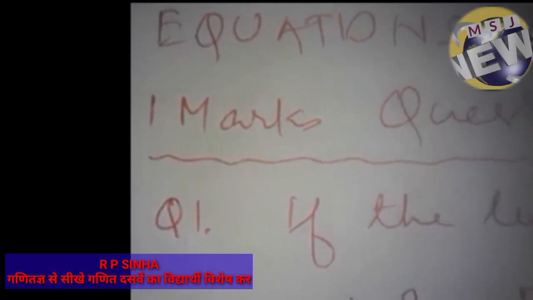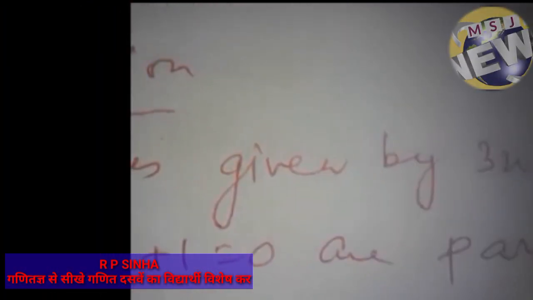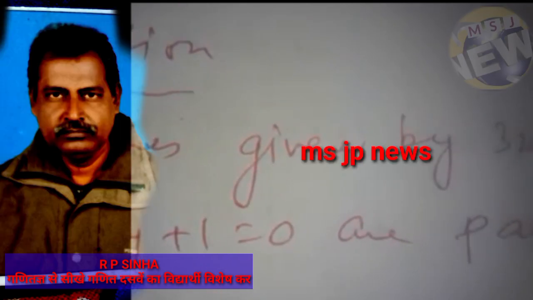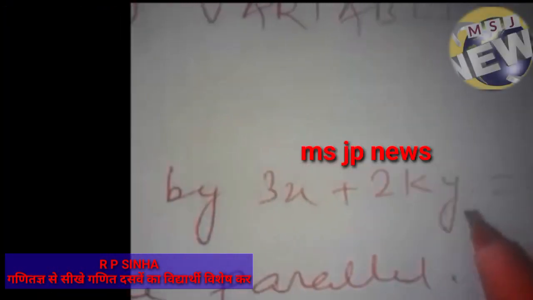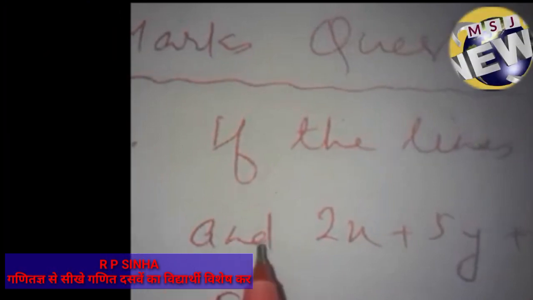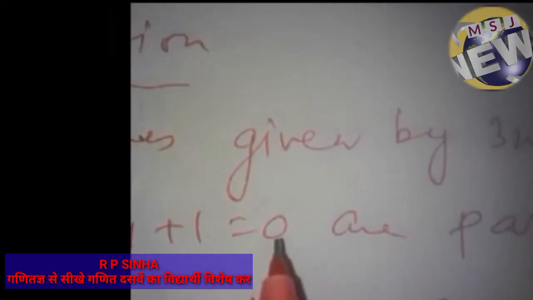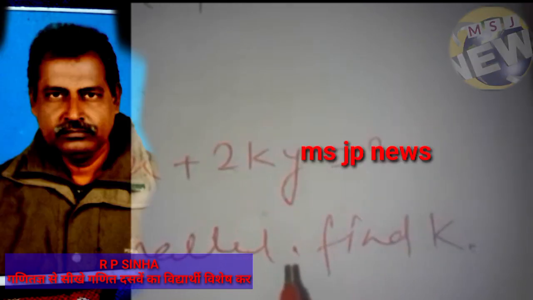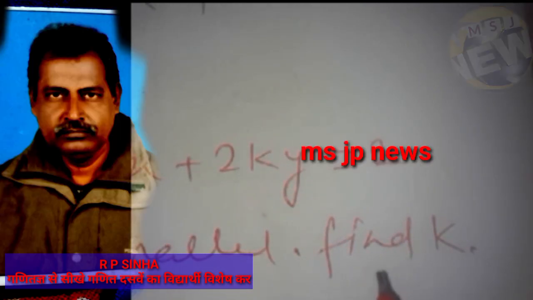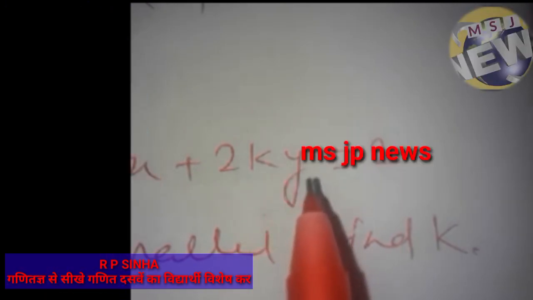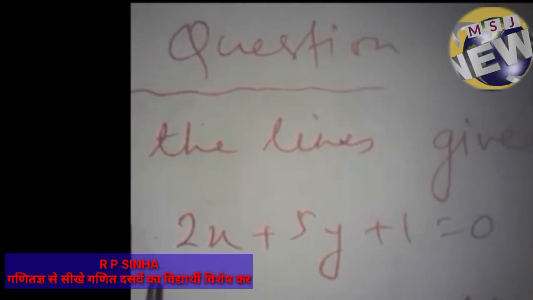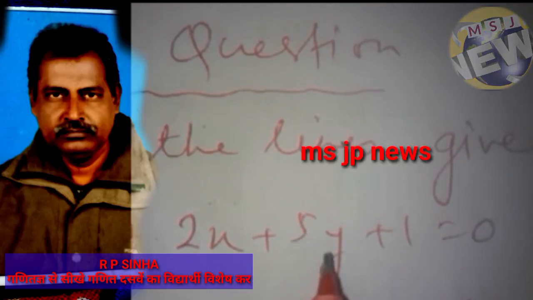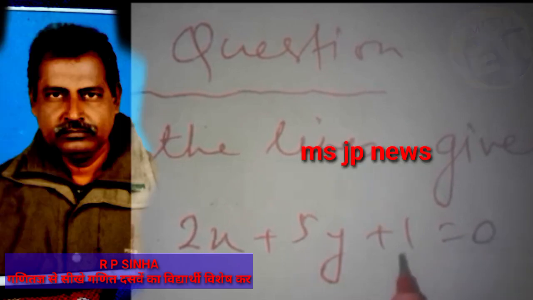In 1 mark question we have a question: if the lines given by 3x plus 2ky is equal to 2 and 2x plus 5y plus 1 is equal to 0 are parallel, find k. Here if you see, in the first equation the constant term is written after the equals sign, and in the second equation the constant term 1 is written before the equals sign.